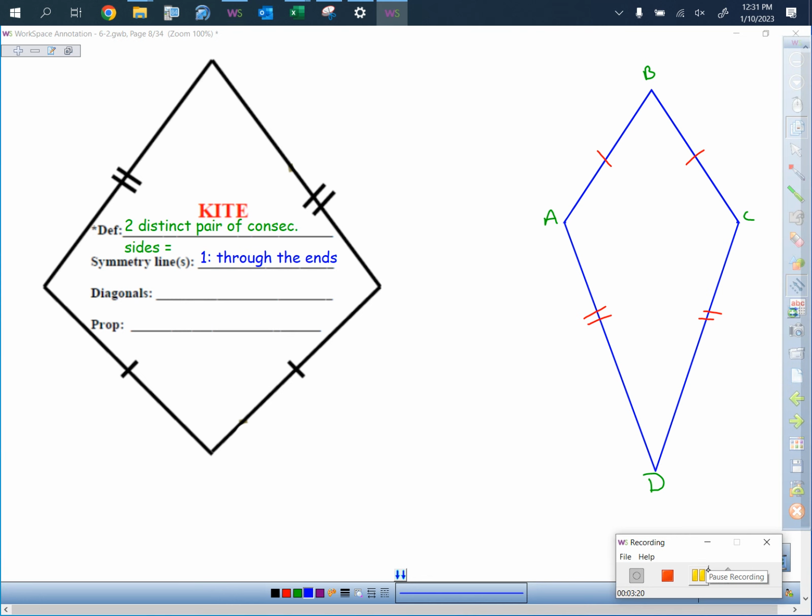So where are the ends of the kite? I have this kite drawn off to the side. You don't need to have it. It's just a little visual example. The ends are where the two sides that are the same touch each other. So give me an end of kite A, B, C, D.